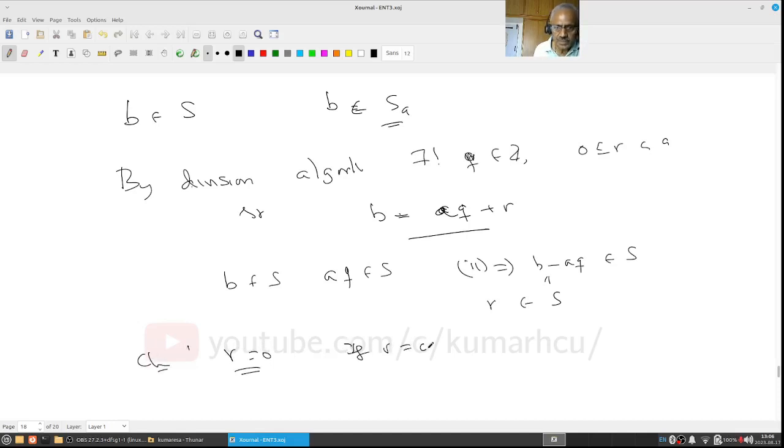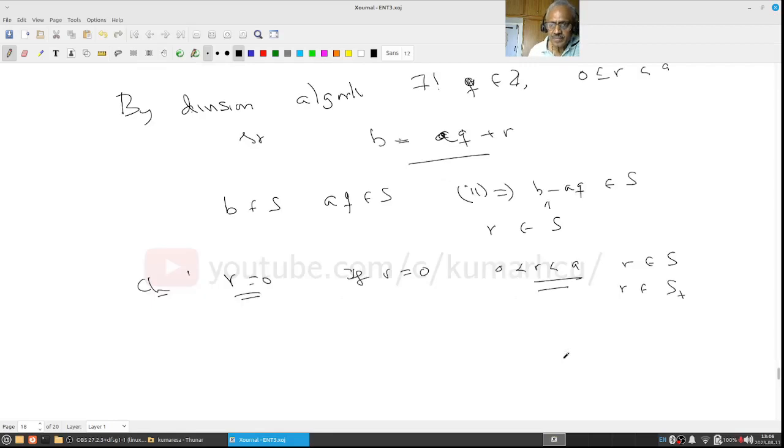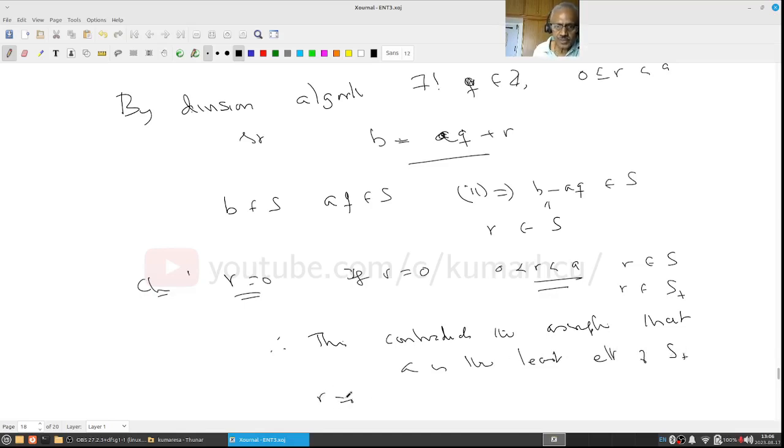Because if r is not 0, then 0 less than r less than a and r belongs to S. Alright? And since r is positive, r belongs to S plus. But r is strictly less than a. Therefore this contradicts our choice that a is the least element of S plus. Therefore r must be 0. If r is 0, what does it mean? It means b is aq. That means b is in S_a.